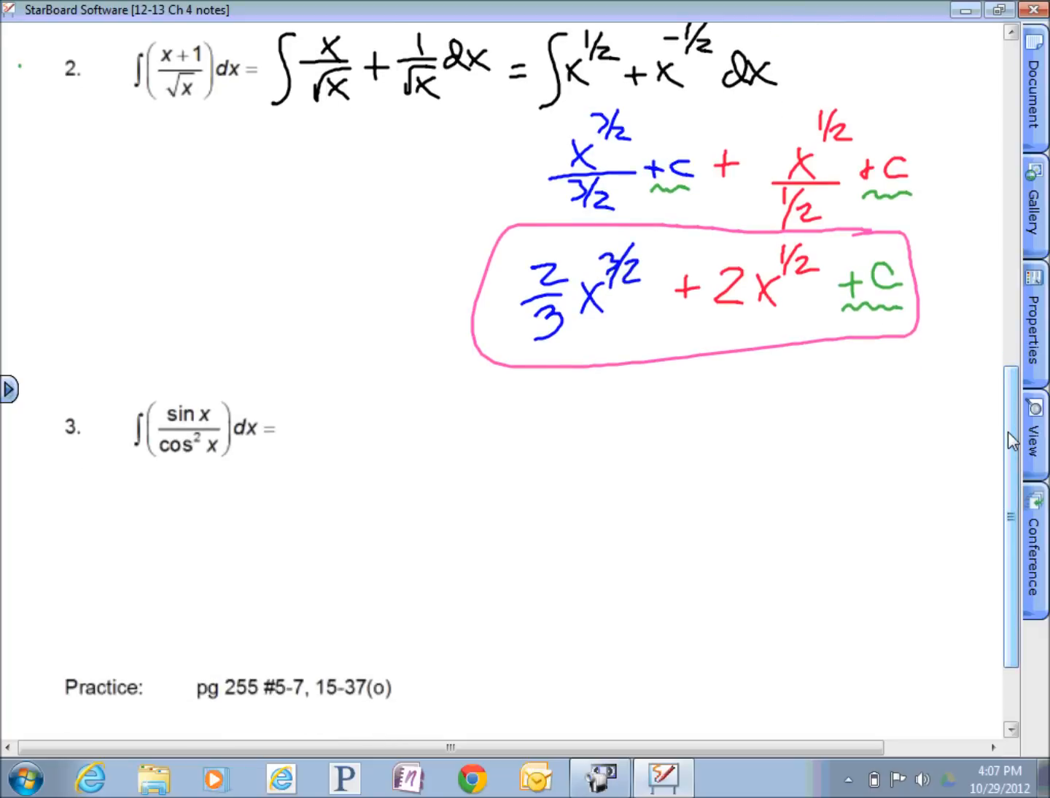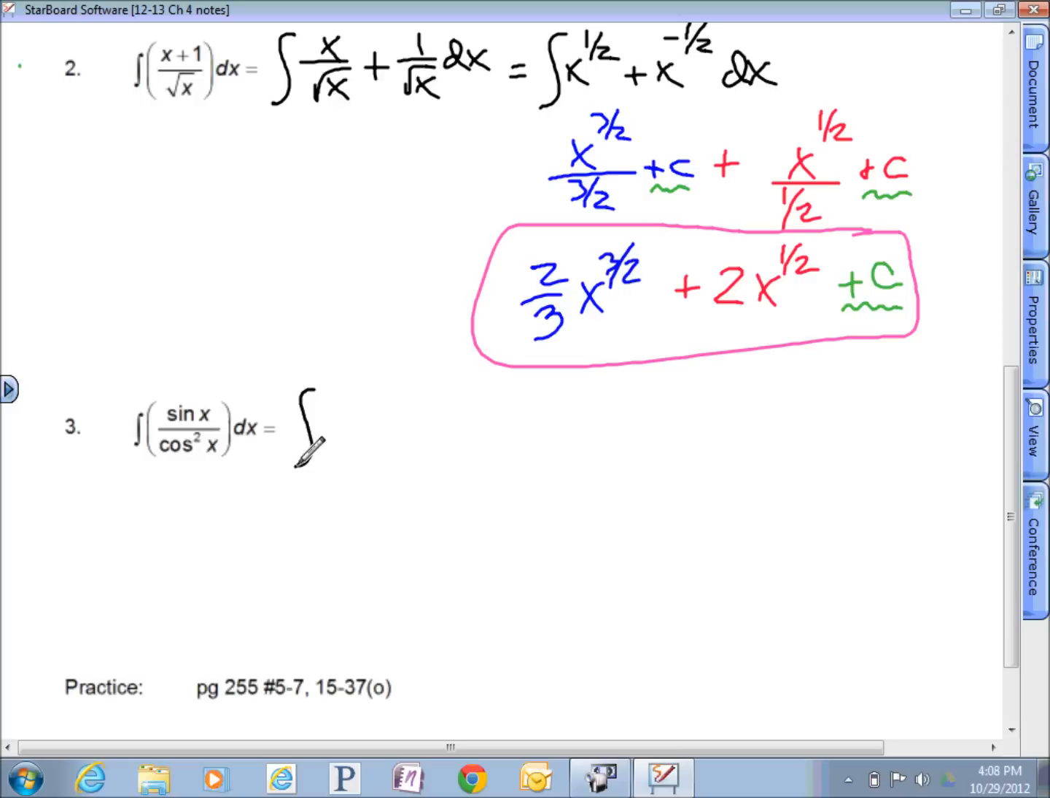All right, last one. Now we got some trig. Actually, you're going to look at this and probably not like it very much because you're going to freak out about trig. But I'm going to tell you, knowing what you know about trig, turn it into one of your derivatives. You've got 6 derivatives that you're supposed to know at this point. Is anybody's derivative sine x over cosine squared? No, probably not. So use your powers of verifying identities.